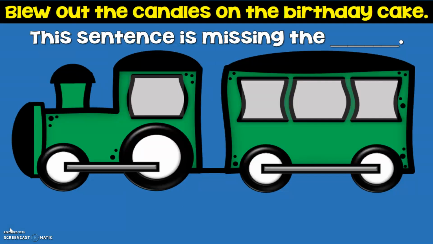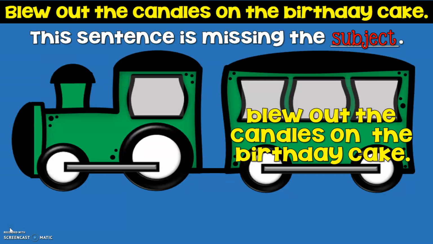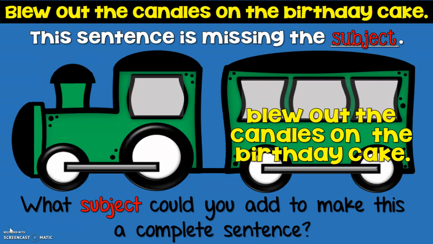All right, this sentence. What is this sentence missing? Blew out the candles on the birthday cake. If you said subject, you are correct. Who or what blew out the candles on the birthday cake? We don't know. It's missing. So we would add that to our caboose of our train. It's the part at the end of the train. It's called a caboose. That's where we put our predicates. What subject could you add to make this a complete sentence? So who or what blew out the candles on the birthday cake?